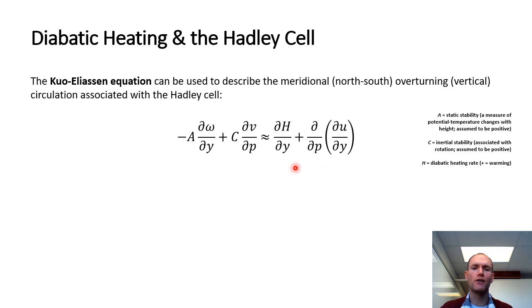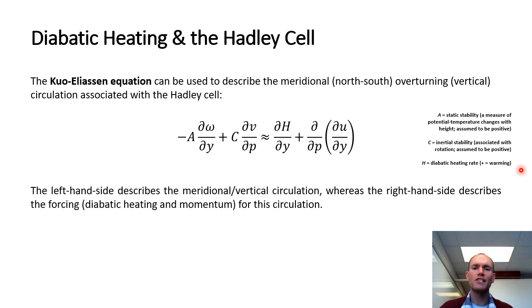On the right-hand side, we have forcing terms for this vertical and meridional circulation that the left-hand side describes. This H here is a diabatic heating rate, where positive values of H indicate warming. Negative values would indicate cooling. And in particular, this is associated with the meridional or north-south variation of that diabatic heating rate. And then here we have a momentum forcing term that is specifically related to how the zonal wind varies both in the north-south direction and how that varies with respect to height.